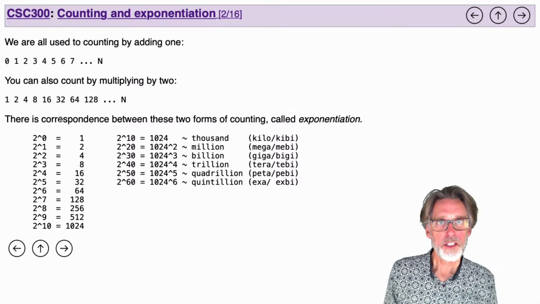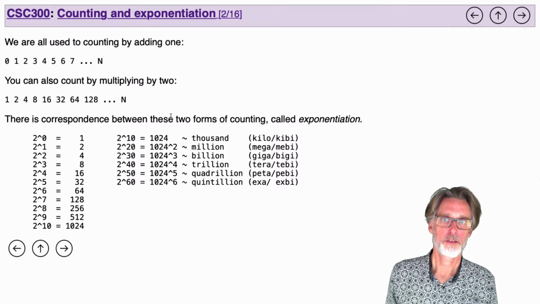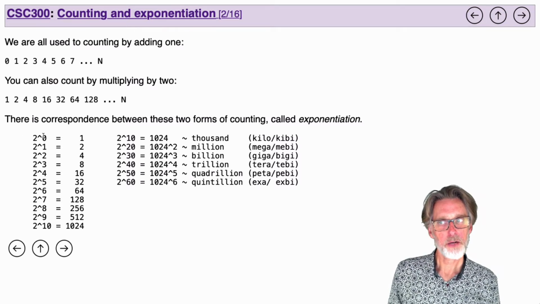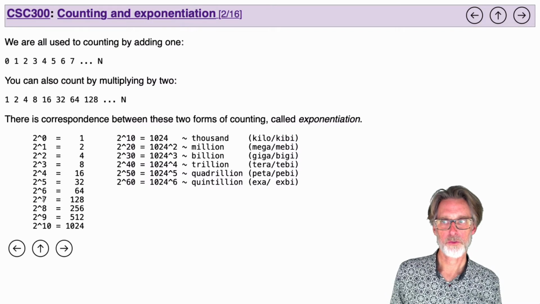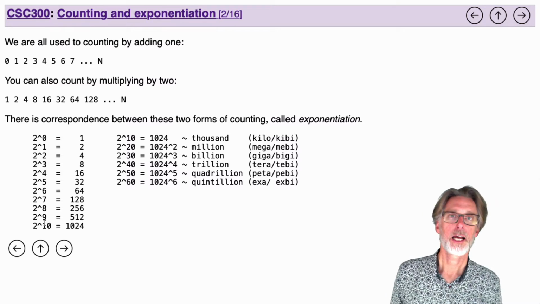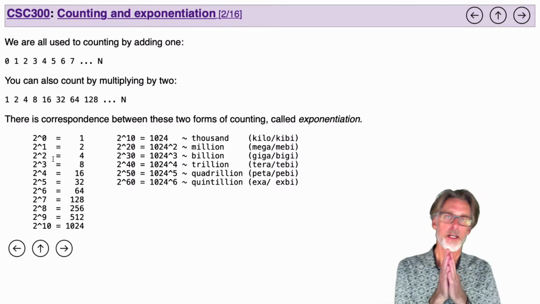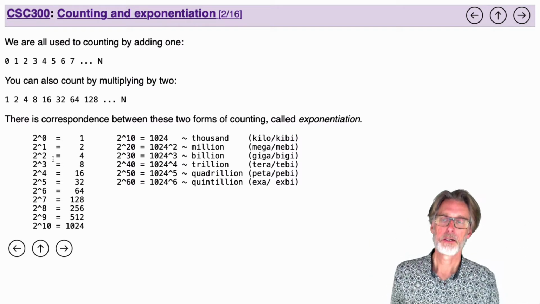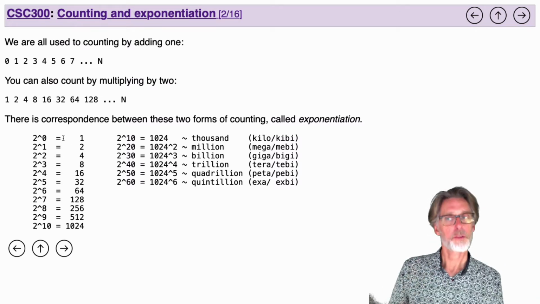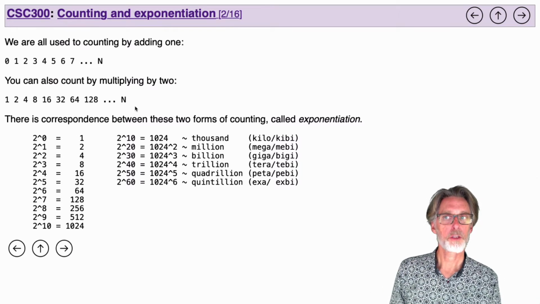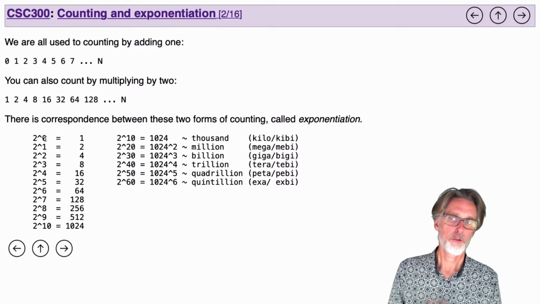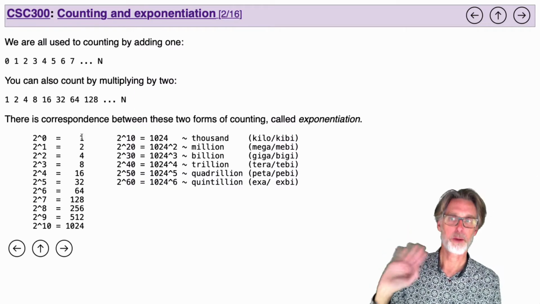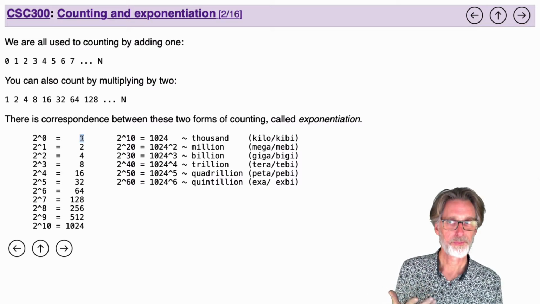There's a correspondence between these two forms of counting, which is called exponentiation. So if you take the counting numbers 0, 1, 2, 3, 4, 5, 6, 7, etc., and you think of those as a number of 2's that I'm going to multiply together, then when we do the multiplication, we'll end up with the geometric series. So if we have no 2's, what does that mean? Who knows? Anyway, by definition, we get 1.